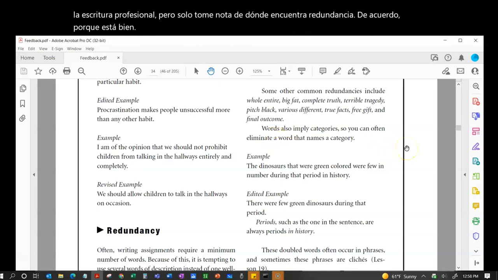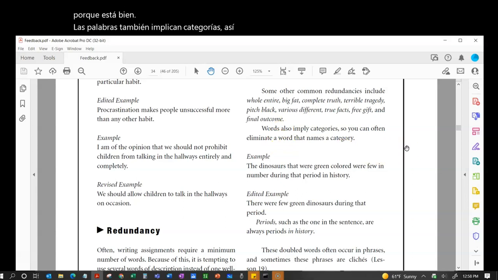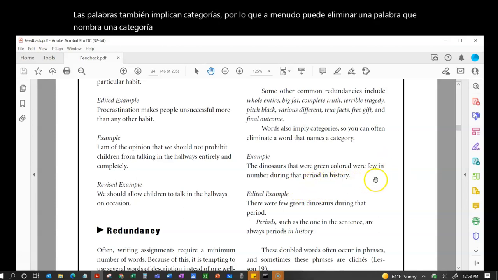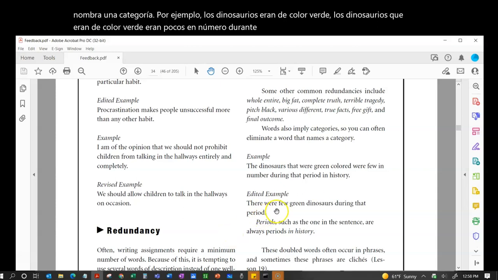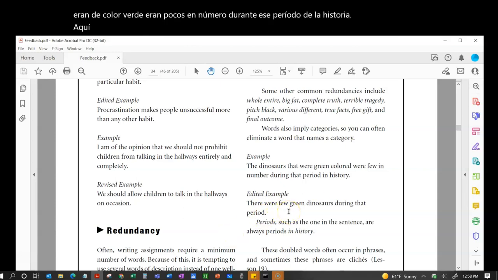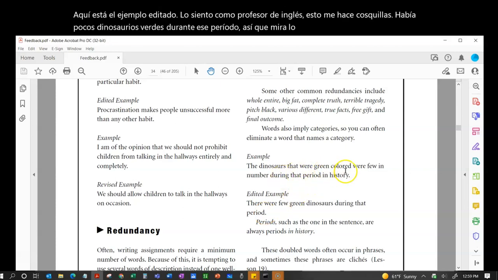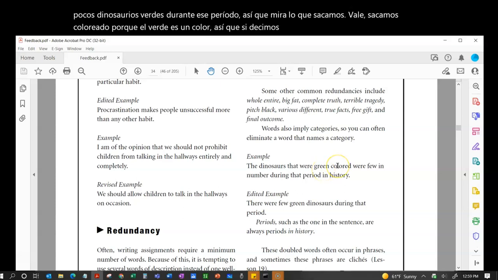Words also imply categories, so you can often eliminate a word that names a category. For example, the dinosaurs were green colored. The dinosaurs that were green colored were few in number during that period in history. Here's the edited example. I'm sorry. As an English teacher, this tickles me, you know. There were few green dinosaurs during that period. So look what we took out. Okay, we took out colored because green is a color. So if we say they're green, we're saying they're colored, okay?